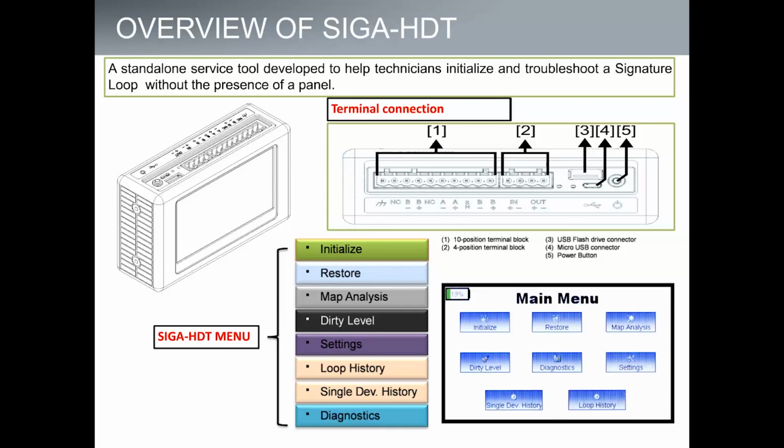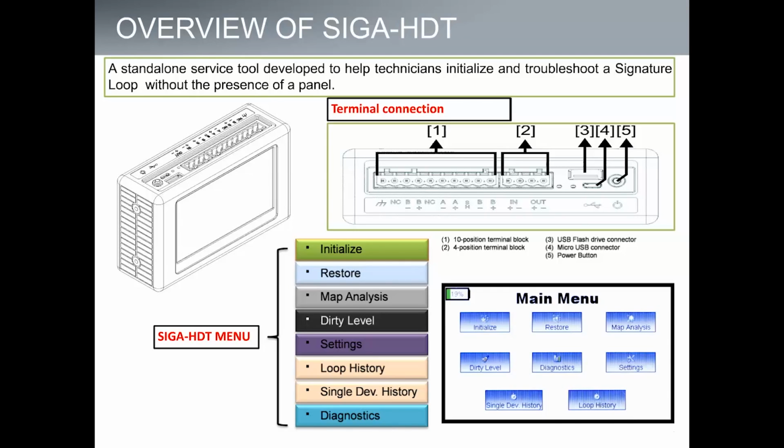The SIGA-HDT is shipped with the Signature Diagnostic Tool software, which is part number 7350894, and that software will run on Windows 7 and Windows 10 operating systems.